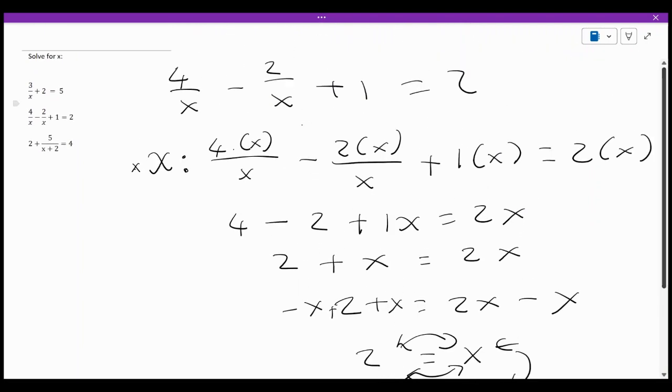Okay, now let's check our answer. We got x is 2. It's 2 over here, 2 over there. Now 4 divided by 2, that's 2. Minus 2 divided by 2, that's 1. So 2 minus 1 is 1. So 1 plus 1 equals 2. So our answer is indeed correct.